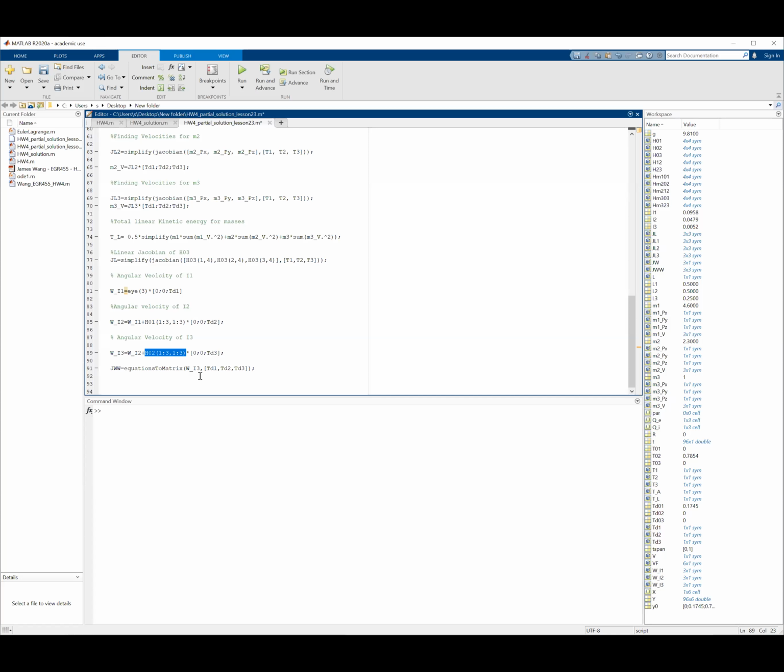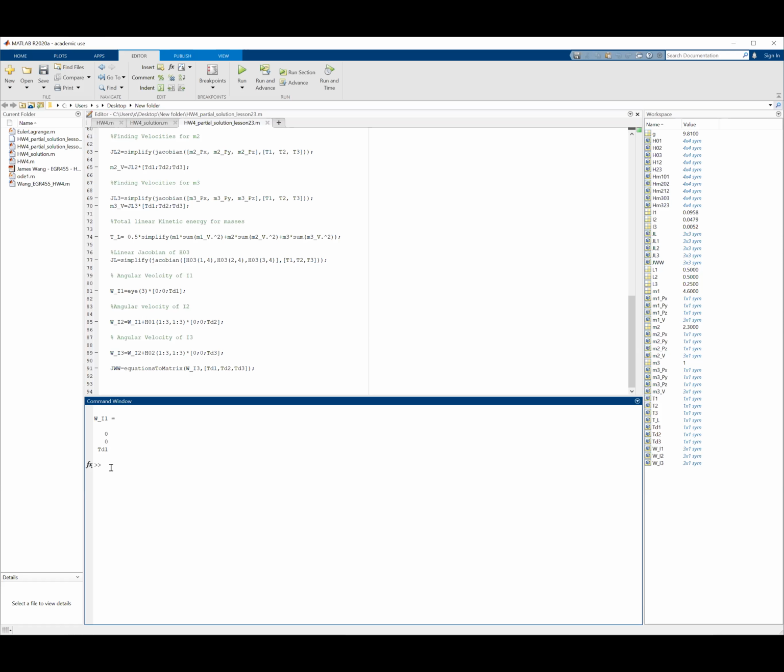And at this point, we have the information to find the Jacobian. For the Jacobian, I used a MATLAB function called equationsToMatrix, where you have omega 3 and then you have TD1, TD2, TD3. Now I just want to confirm that you have the same relationship and your code runs.